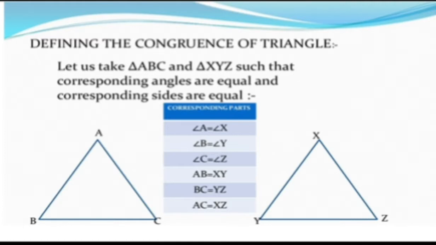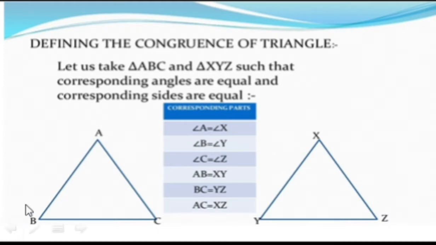But again, the condition is that a 1 rupee coin and a 5 rupee coin are not congruent to each other. But separately, a 1 rupee coin with another 1 rupee coin is congruent, and a 5 rupee coin with another 5 rupee coin is congruent. So that time we discussed congruency of figures. But now in particular we will learn congruency of triangles.